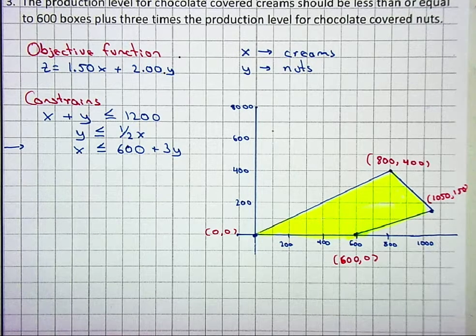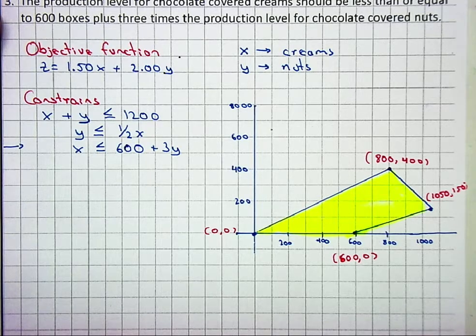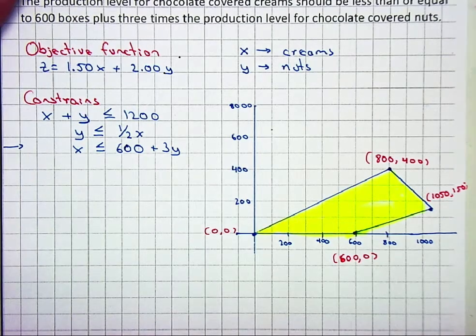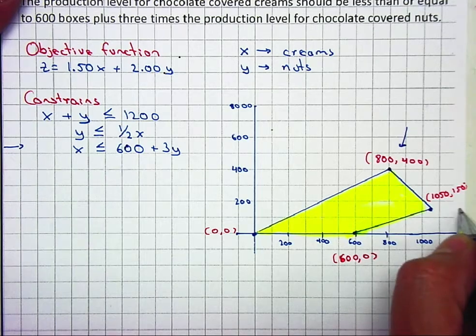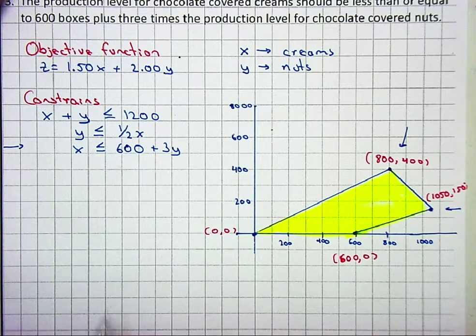And now I'm going to use my objective function to determine which of those will be my maximum, since I want to be able to maximize the profits. Now, if you notice, most likely our maximum will come from here or here. And 0, 0 will be our minimum. But let's go through the process.